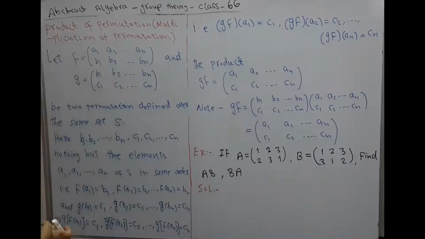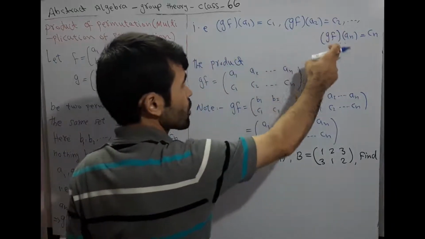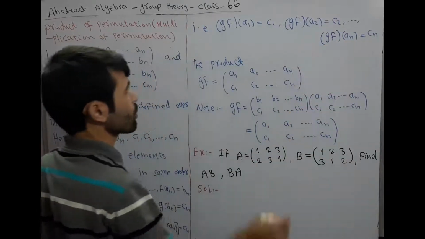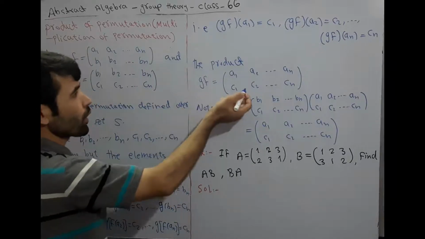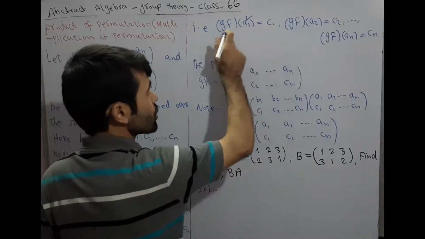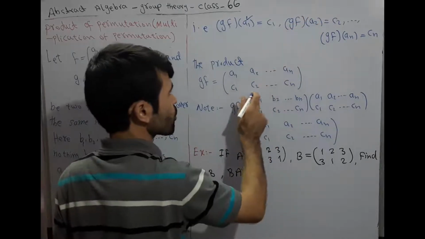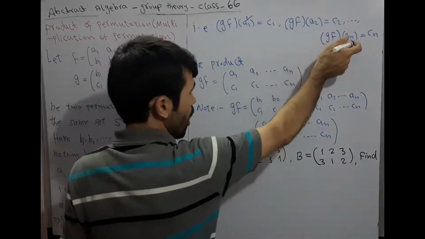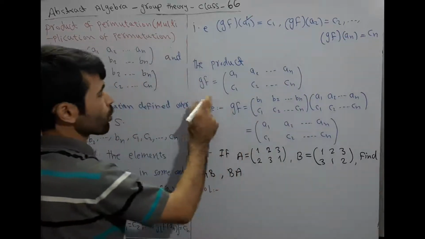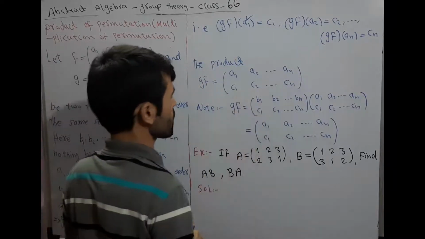That is, it means g into f of a1 is equal to c1, g into f of a2 is equal to c2, and so on, g into f of an is equal to cn. The product g into f we can write as a1 to c1, a2 to c2, and so on, an to cn. Actually, the product of these two permutations is equal to this.